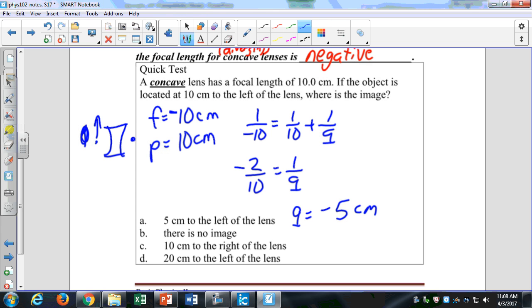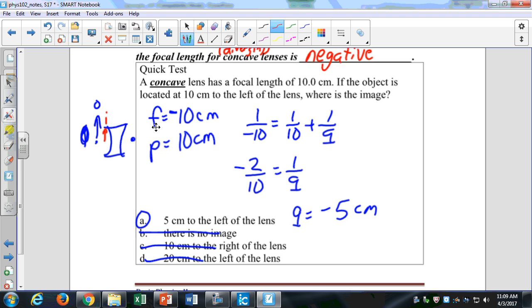So I know it's 5 centimeters. If it said to the right, that would be wrong. It has to be to the left of the lens, because it's going to be on the same side as the object. So my object is here. My image is going to be here. That's my image. Notice that this is a virtual image because Q is negative. Virtual images are always upright, just like we saw with mirrors, and for the same reason.